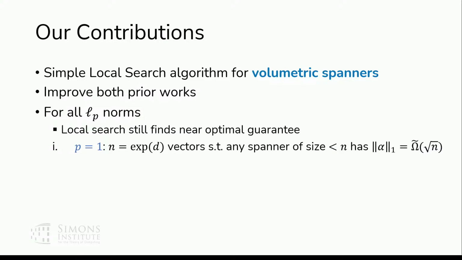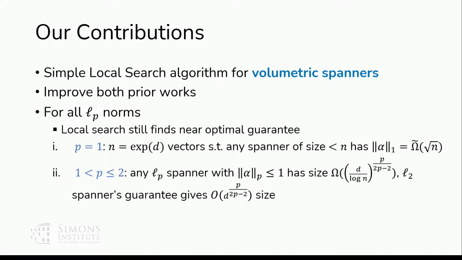Okay, good. So when p is equal to 1, we can show, with a somewhat simple argument that we'll go to further in the talk, that even if you just do not pick one of the points in the input, then the L1 norm of the coefficients can get as large as square root n. And n here itself is exponential in d. So you cannot get the L1 norm down to 1. You have to pay almost a square root of the number of points.